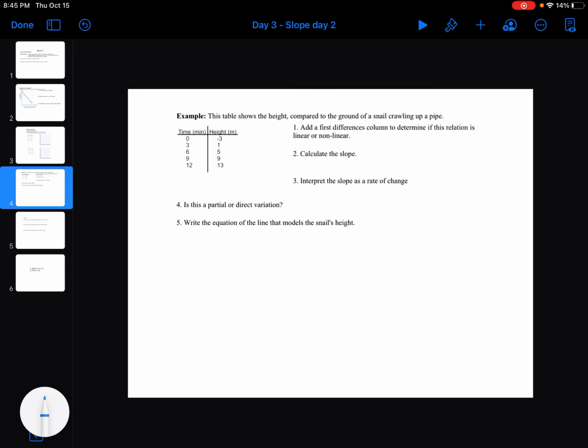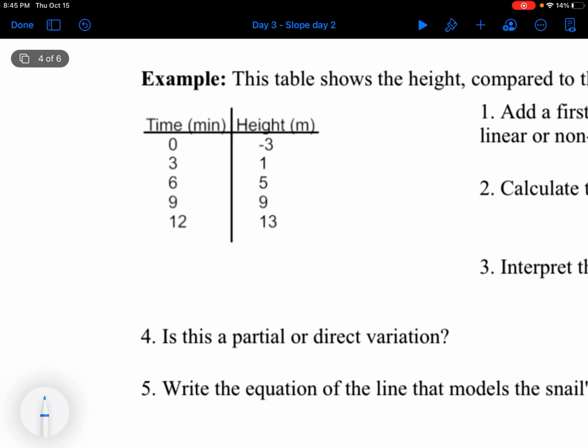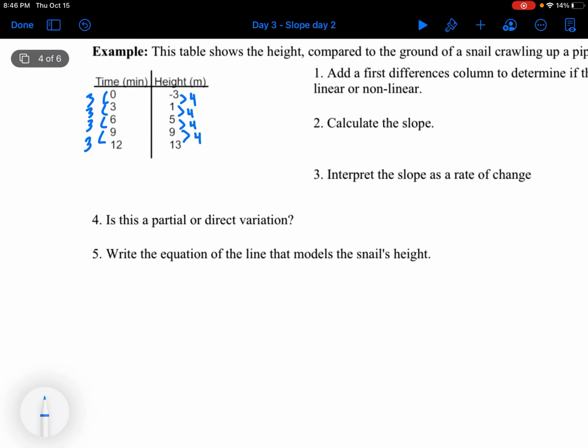Okay. So looking at this question, this example shows a table, the height compared to the ground of a snail crawling up a pipe. It says add the first differences column to determine if it's linear or nonlinear. So what we have to look at here is these ones are all changing, but they're all changing by the same amount. It's 3, 3, 3, 3. Now these ones are also all changing by the same amount. 13 minus 9 is 4. 9 minus 5 is 4. 4 and 4. So we're good.